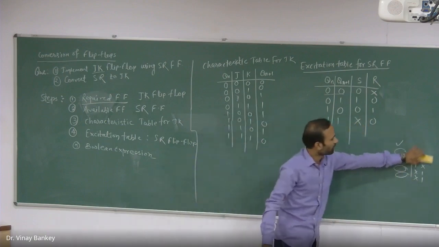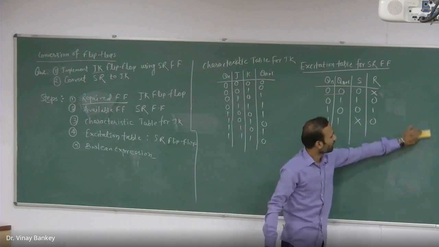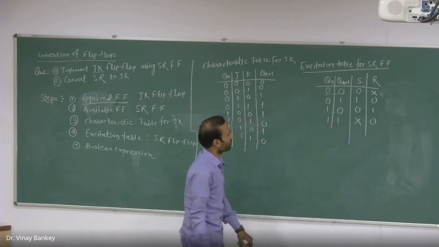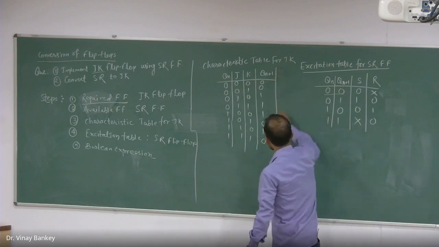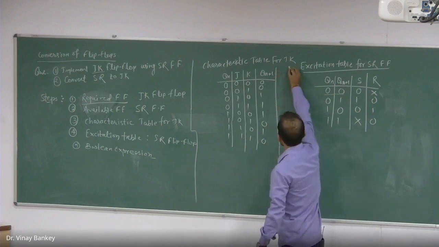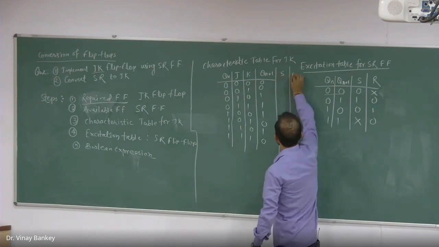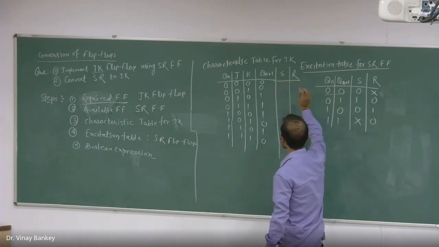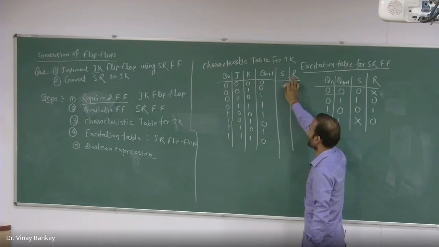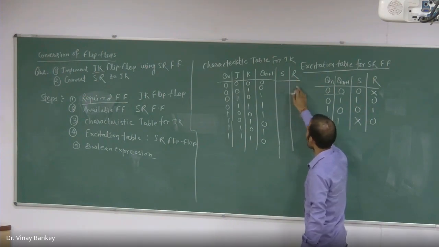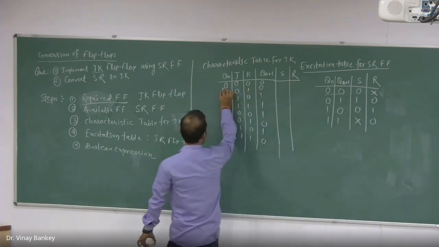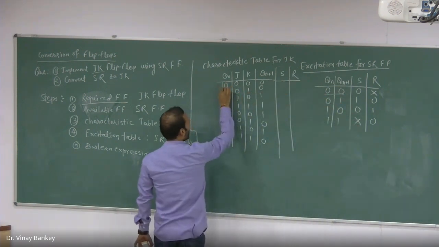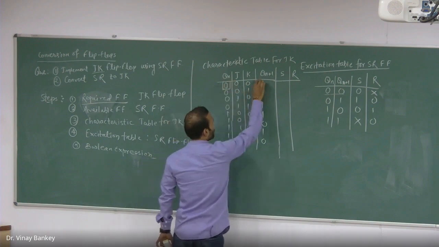Okay, so we have completed the SR flip-flop excitation. Now what? The next stage is you will write S and R. These are the inputs of your available flip-flop. And how will you populate this table? According to the previous stage. You will compare this: this was the previous stage, and here this was the next stage.